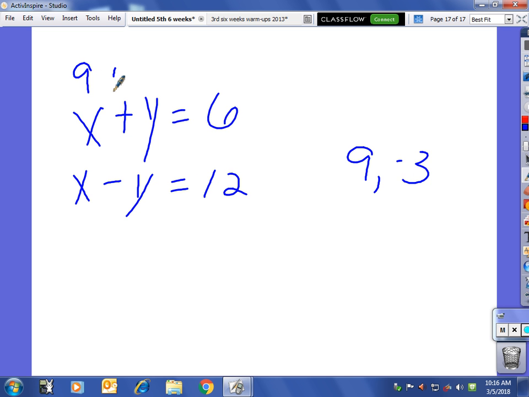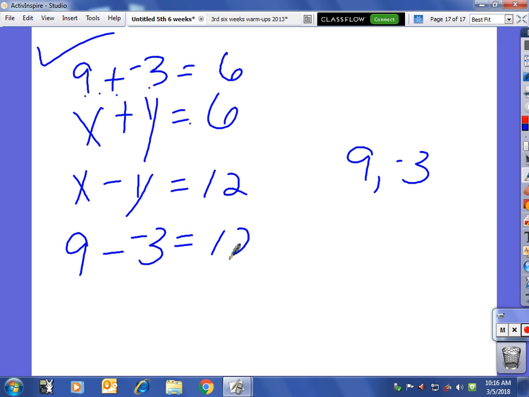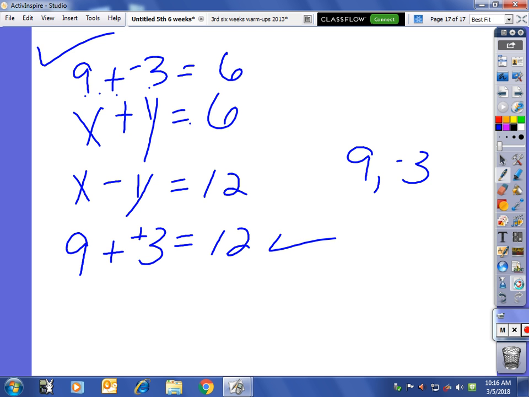I'm going to put a 9 in here and a negative 3 in here. Is that a true statement? Does 9 plus negative 3 equal 6? Now I'm going to check this one. Is 9 minus negative 3 equal to 12? Yes, you see how it works on both lines? That's the only point that's going to work on both of those lines. And we just solved it by adding them together.